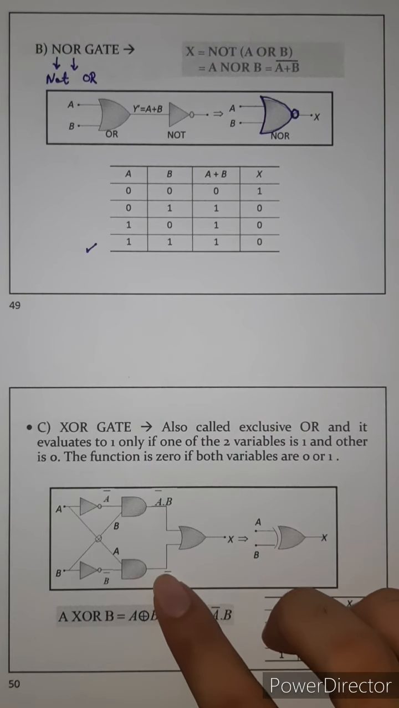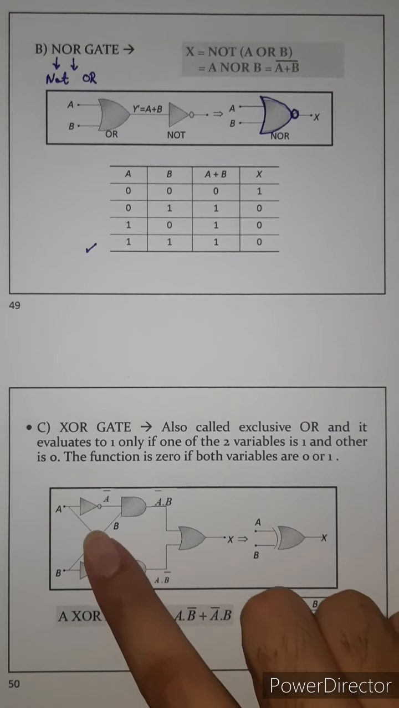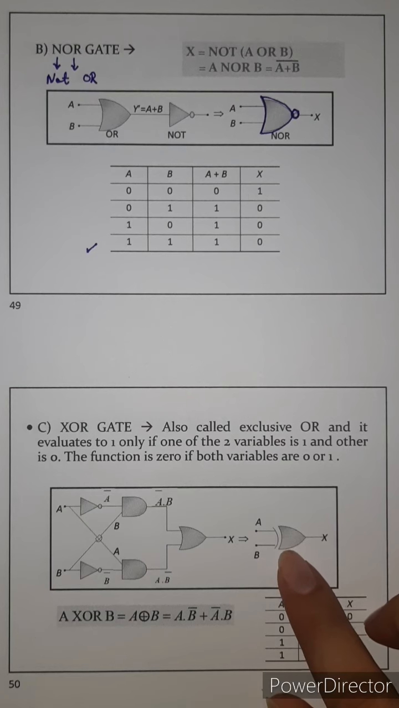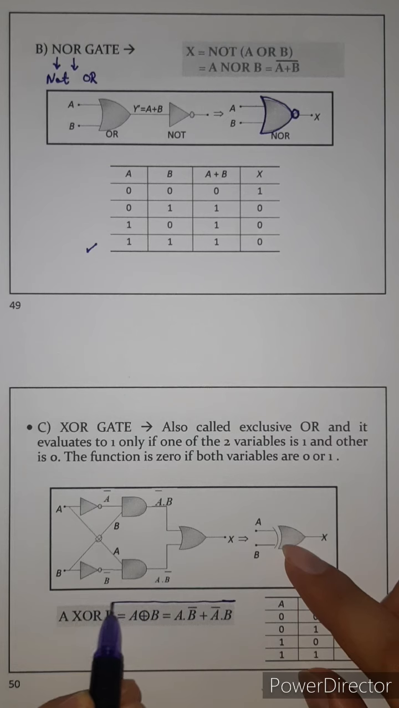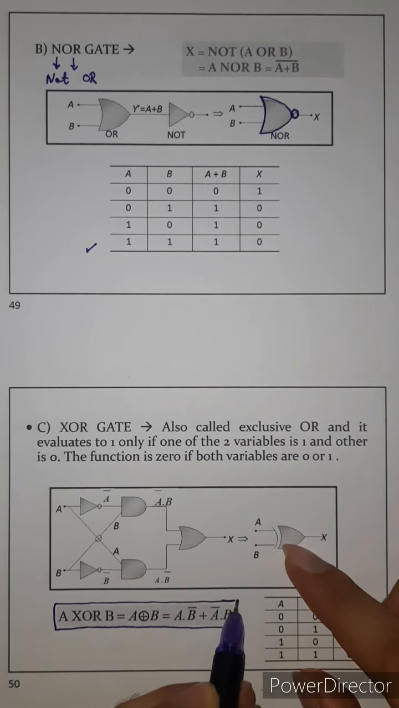It is also evident from the diagram how we can form a XOR gate by combining NOT gate, AND gate, and OR gate. And this is the circuit representation which is used for representing or denoting XOR gate. You are also advised to carefully go through this equation or expression which actually represents the XOR gate.